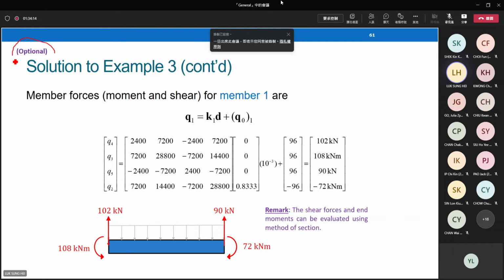Again, I showed you how to use the member end force equation, but it is optional. If you want to know the member end force, you can use the method of equilibrium. You can use equilibrium, use the method of section to find out any member end force yourself. No need to use these equations.